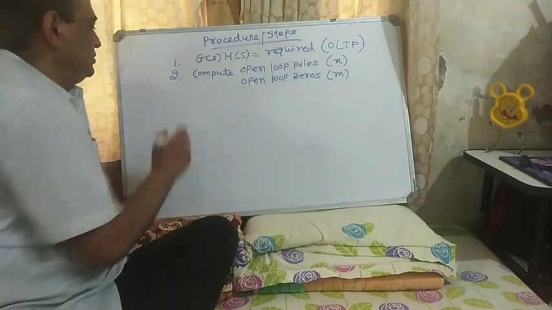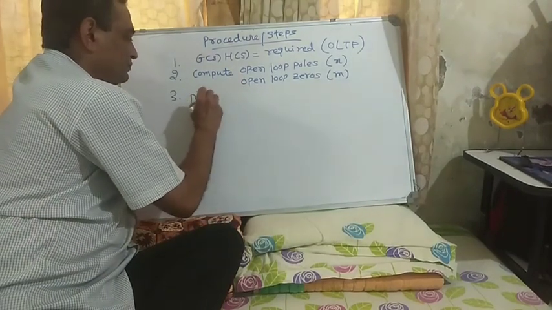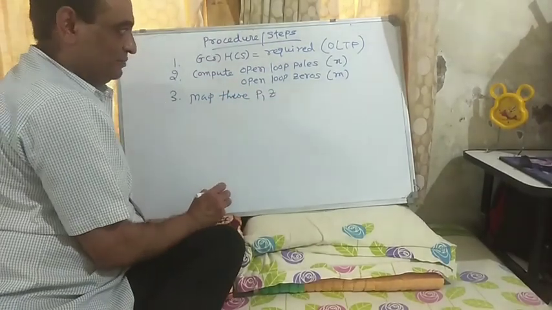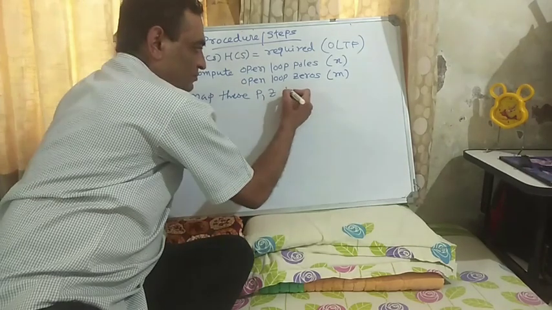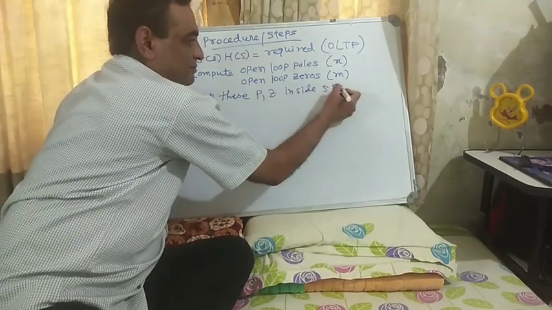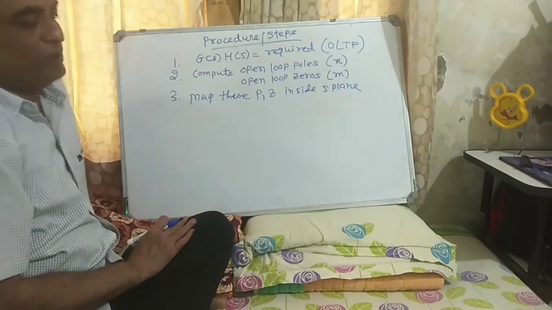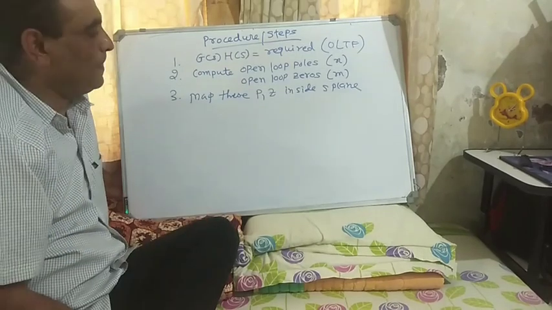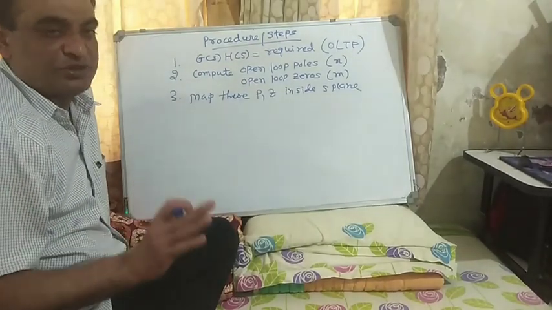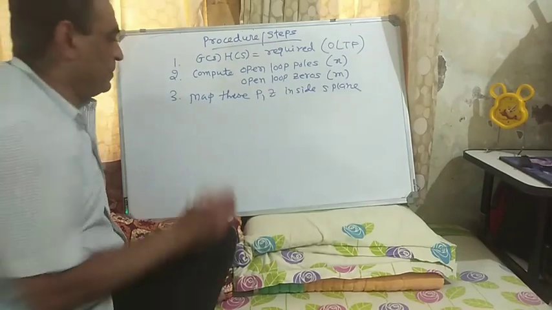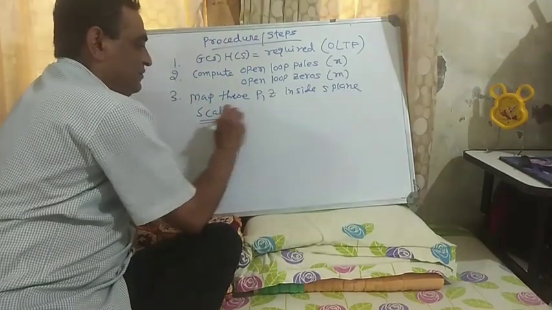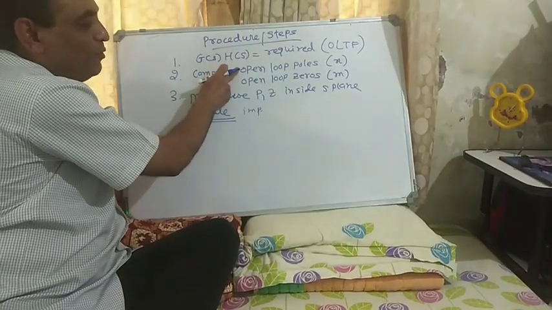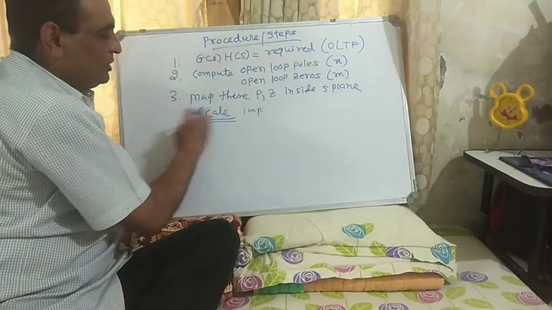Once this is computed, the third step is to map these open loop poles and zeros inside the S plane. The S plane is nothing but a normal plane with the real axis and the imaginary axis on a normal graph paper. Be cautious while taking the scale of the graph paper. Very important. Based on the magnitude of the open loop poles and zeros, you take an appropriate scale.